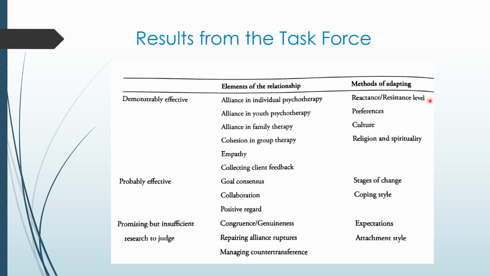We need to vary how directive we are based on the reactance level of our clients. Culture incorporates a whole host of different things that we might do differently, but we want to make sure that we are dealing with our clients' culture. Preference is a huge one. It's part of why I research it. I can talk a lot about these stages of change, coping style. These are both really important. I keep saying these are all really important because they are. Basically, everything up here is really important. These things may be important and things that you want to be aware of.